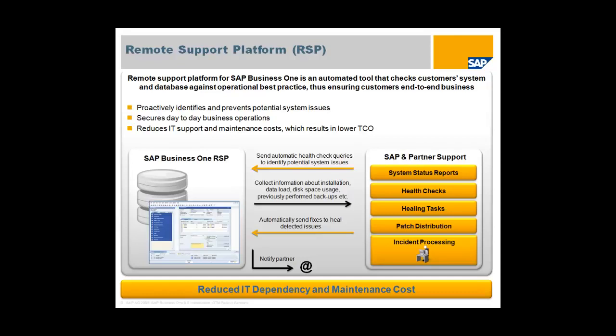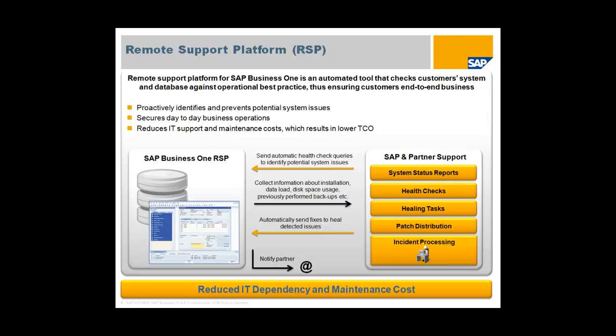So the remote support platform gives your partner and SAP the ability to send health check queries to your system. Gives the SAP Business One application the ability to collect information and report that back, if you choose to, to SAP and or your partner. That then gives us the ability, if we determine that there is an issue or your partner determines there's an issue, we can automatically send those fixes to heal any of those detected issues. And of course, the key component with this, if there are any issues identified, we can then of course notify your partner as part of the process.